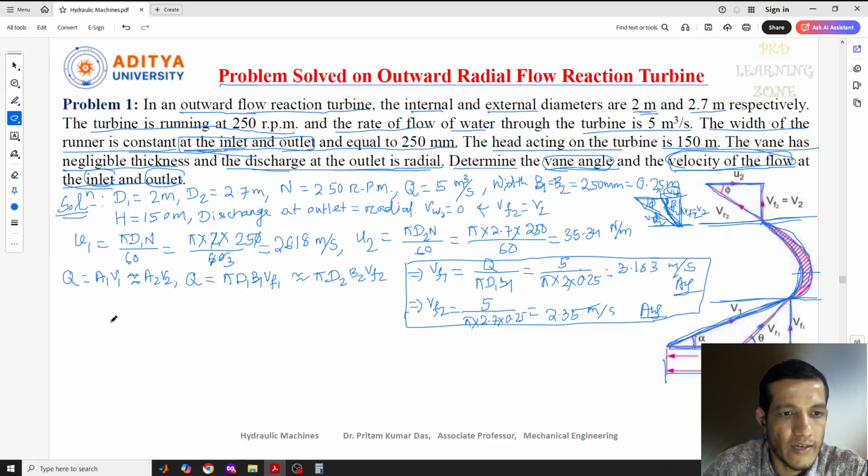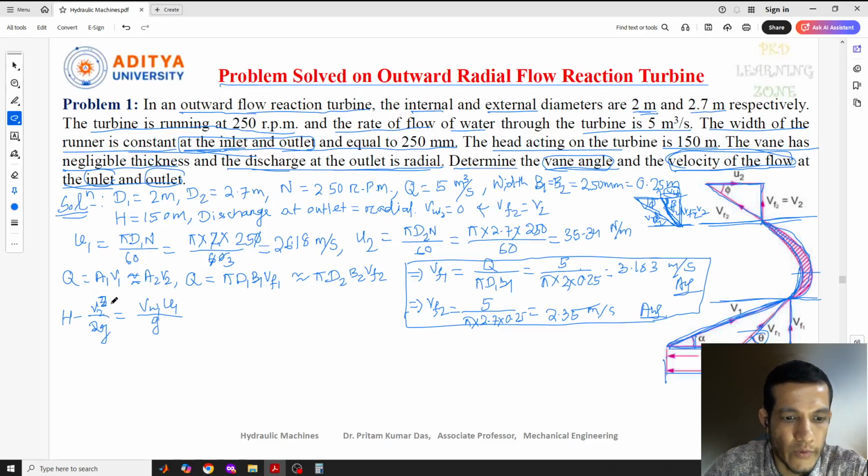Now to find out the theta, the vane angle is nothing but theta. We need to do it this way. First we'll use one formula, the head equation: H minus V2 square by 2g equals VW1 U1 by g. This is because VW2 is already 0 at this point, and at the radial discharge we know that V2 equals VF2, so the V2 value is known to us.